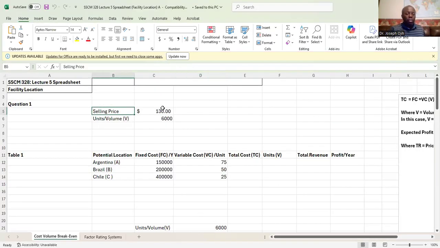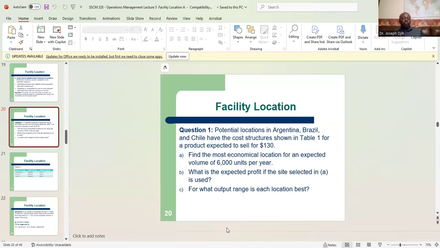You can see the selling price is 130. The volume is 60. The question says, find the most economical location for an expected volume of 6,000 units per year. What is the expected profit if the site selected in A is used? And then see for what output range is each location best.